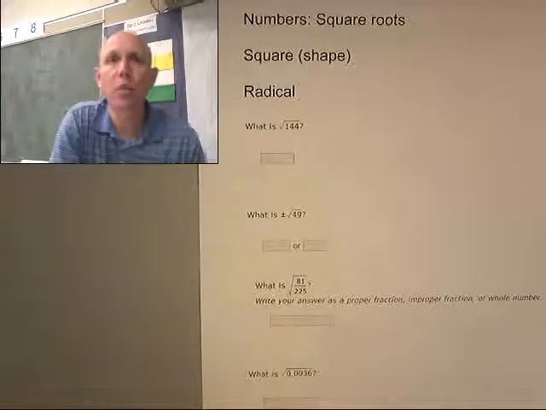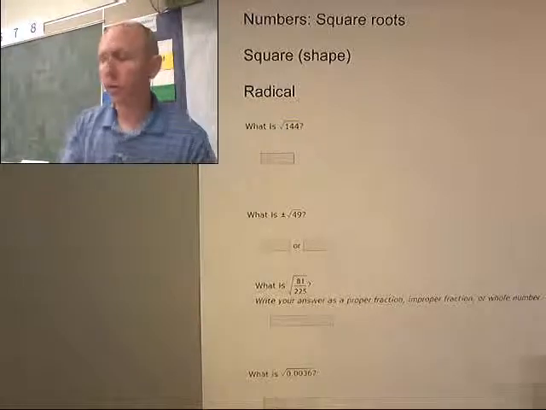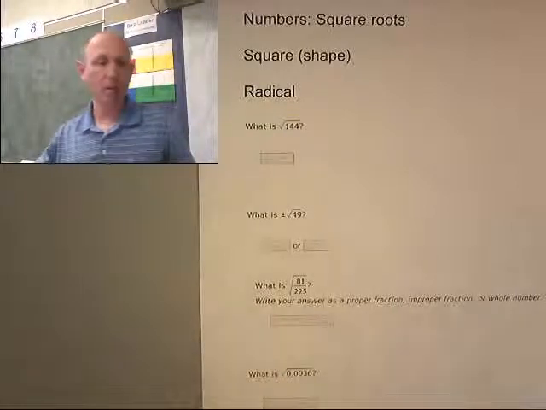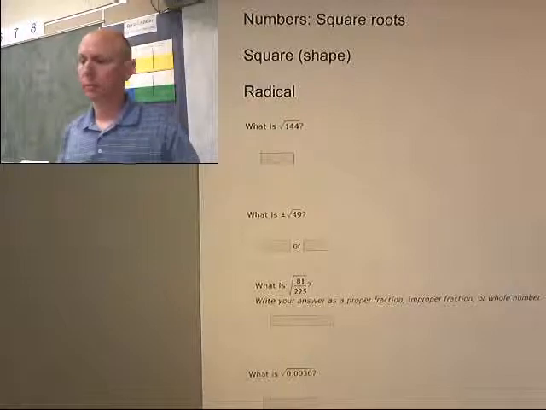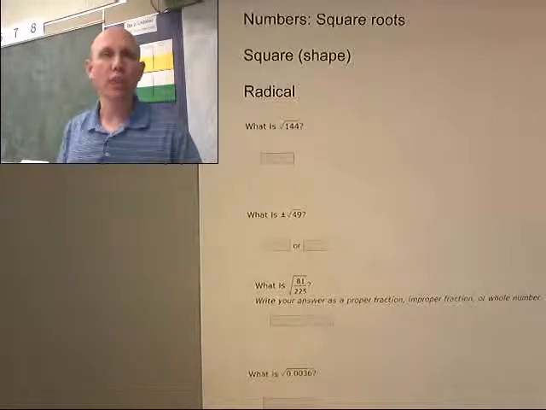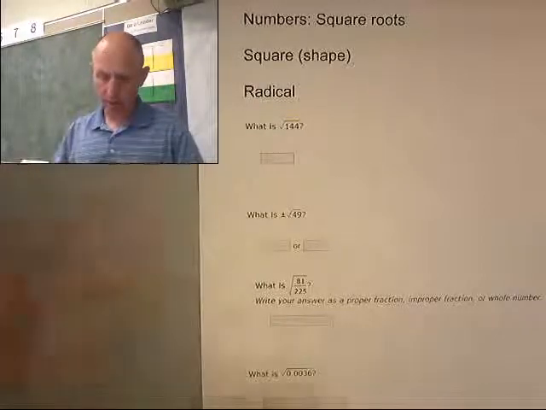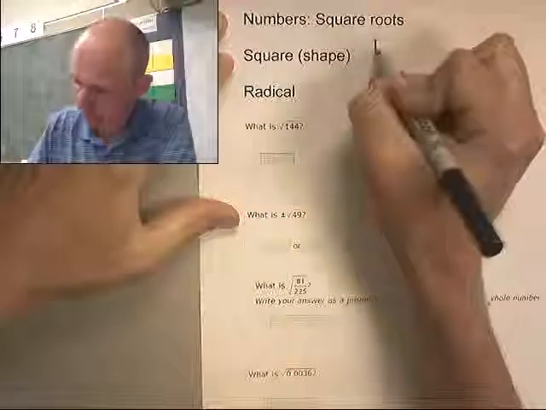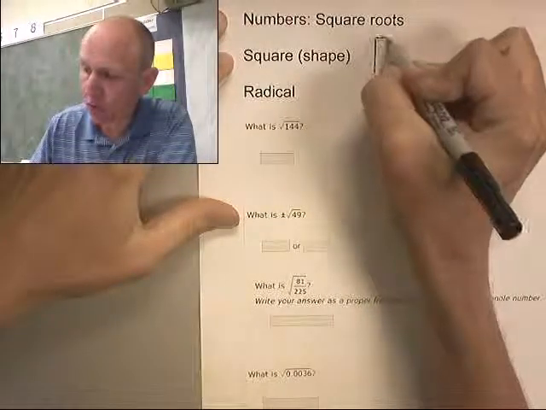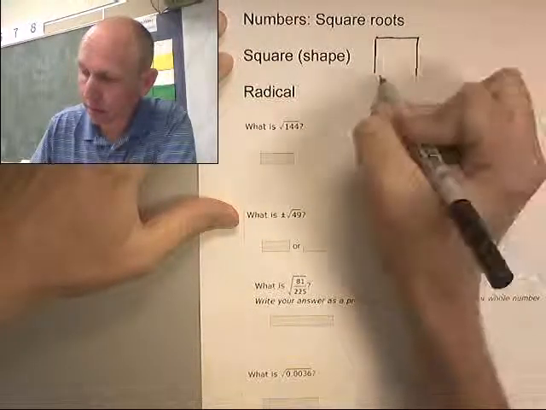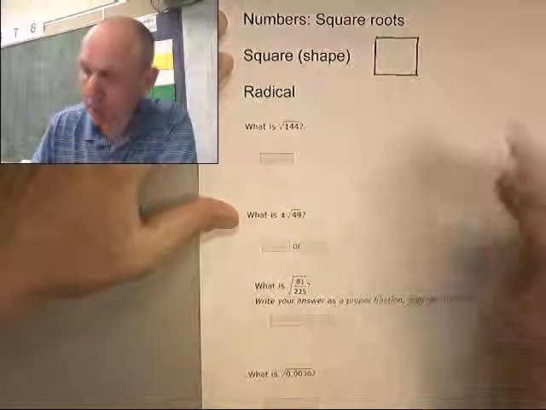All right, this will be a fairly easy one. We're going to talk about square roots. Think about the word square. What does it mean to you? I think about the shape. So let's look at what a square looks like, and hopefully I'm going to be able to connect this shape to the idea of a square root.